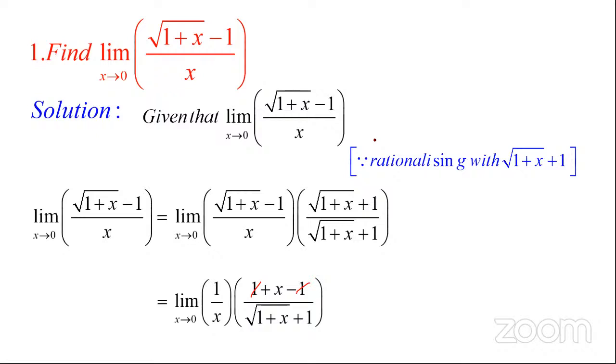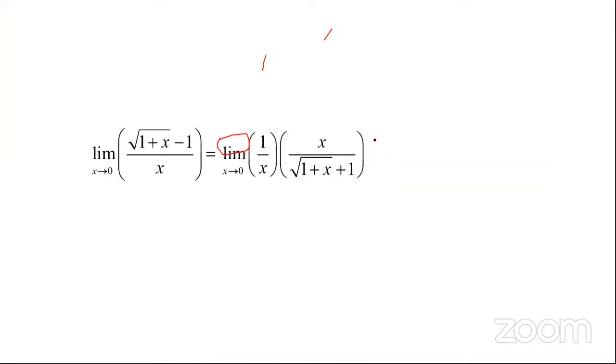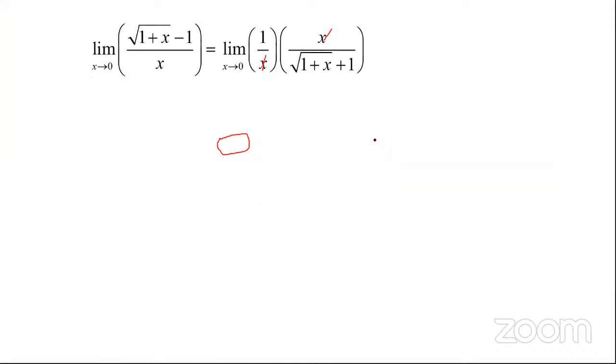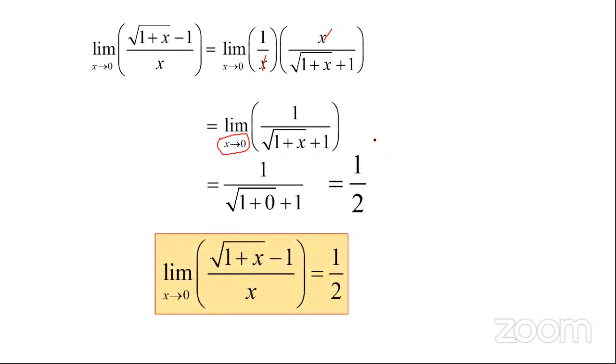From that you will get a square minus b square, and after simplification you will get 1 by x of x by under root of 1 plus x plus 1. Then you will get limit x tends to 0, 1 by root of 1 plus x plus 1. Then you have to apply the limits. As x tends to 0, substitute the x value as 0. From that you will get 1 by 2. This is the answer. So next problem.